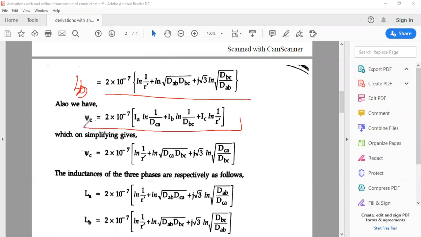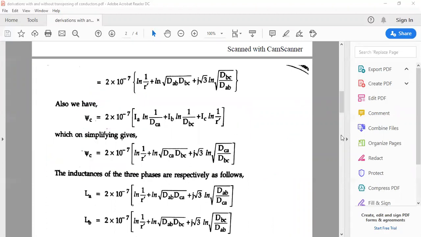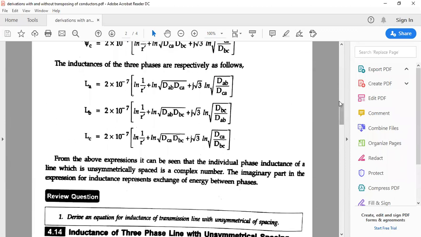Next, phi C. After simplification of phi C, you'll get LC. This one is LC, it is not phi C, because you don't have any current term present there. No current term. That's why it is called LC, the inductance of phase C. So at the end, I have three sets of equations, which are LA, LB and LC.